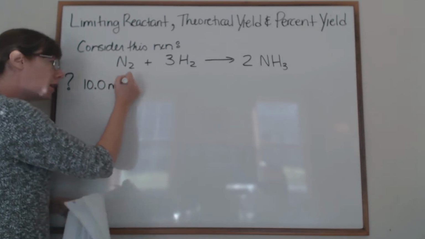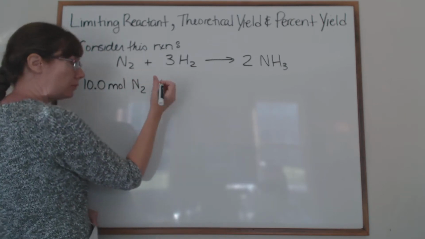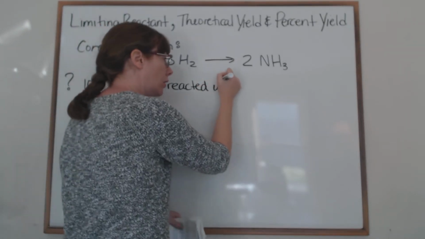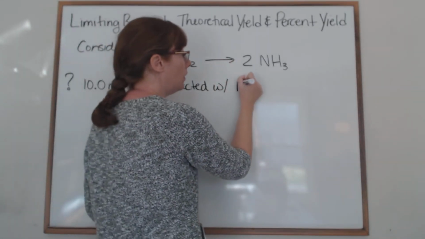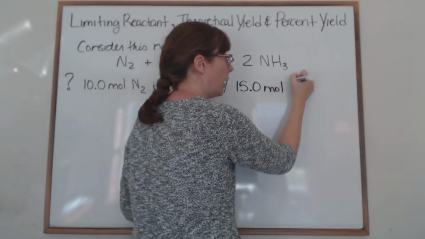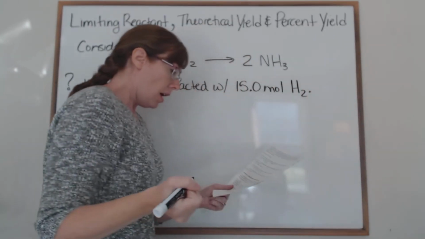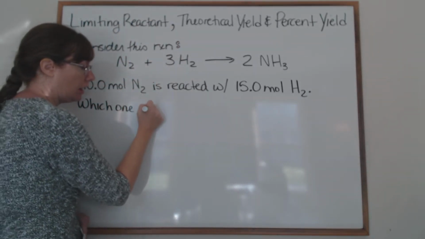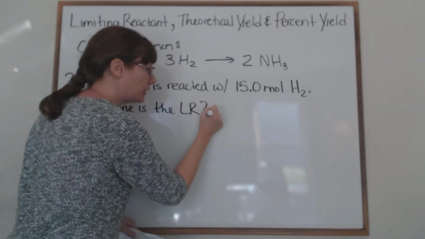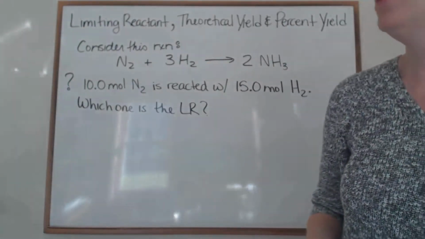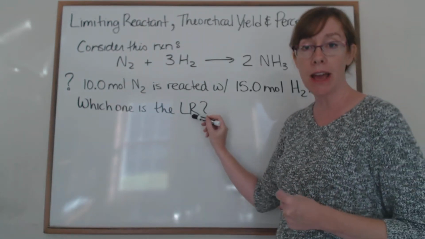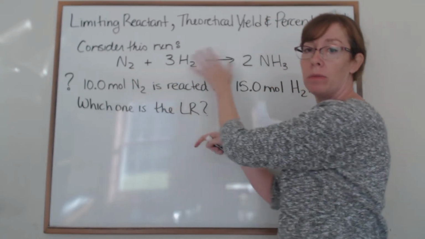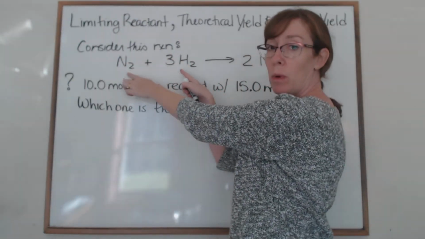10.0 moles of N2 is reacted with 15.0 moles of H2. Okay, and let's ask the question, which one is the limiting reactant? So first of all, the limiting reactant has to be one of the reactants. So obviously it's going to be either N2 or H2. Okay, this is a product, so that can't be a limiting reactant. It's going to be one of them.